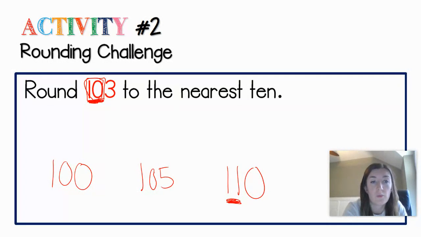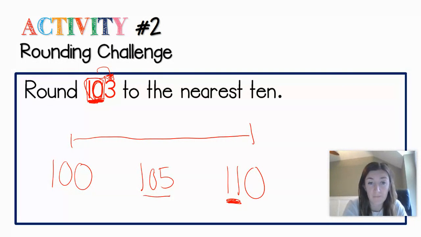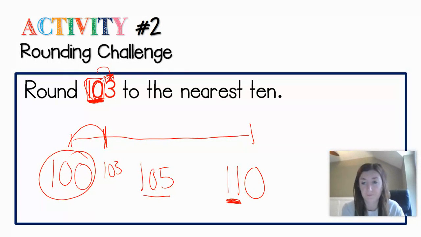And again, when we look at that 0 there and we look to the right in the ones place, there's a 3. So that would make it below the midpoint. It's at 103. So it rounds down to 100.